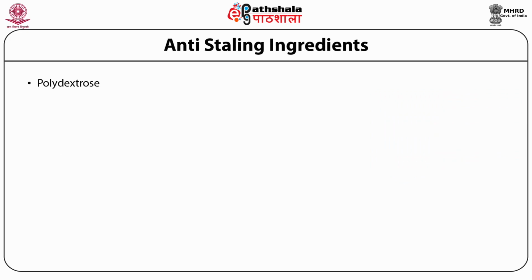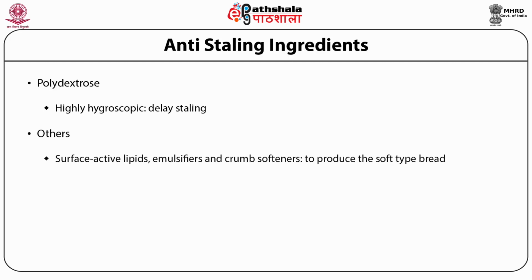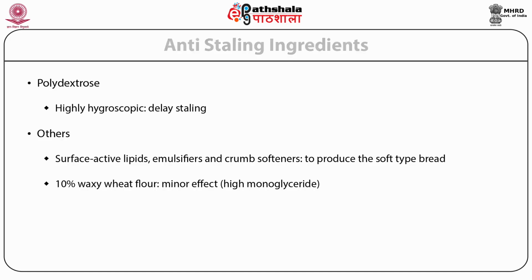Even polydextrose can be used as an anti-staling ingredient because it is highly hygroscopic and also delays staling in the same manner. Others are surface active lipids, emulsifiers, and crumb softeners, which will produce soft type breads. Then you can use 10% waxy wheat flour, but it gives a very minor effect because it contains a higher monoglyceride effect. So the softening effect is increased, but the effect observed is very minor.